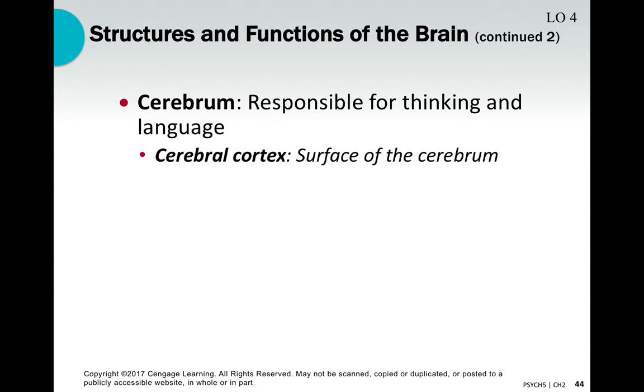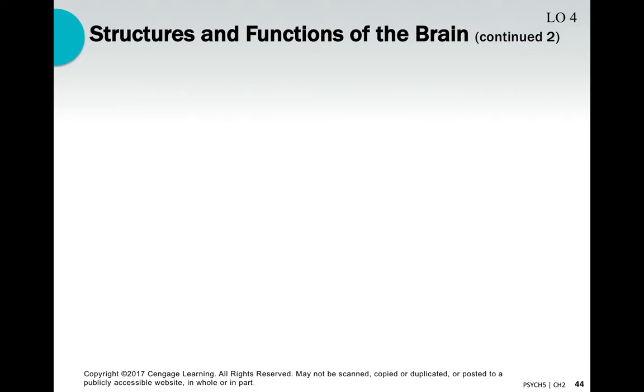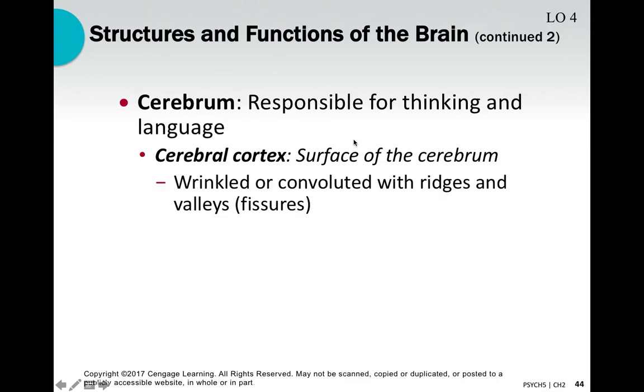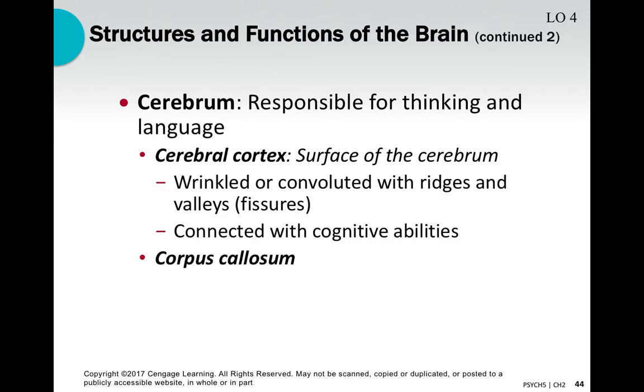And so, the cerebral cortex is that outer surface of the cerebrum, the shell of the brain. Shell is probably not a really accurate way of describing it, but it's all this pink, wrinkly stuff on the outside of the brain here. It's wrinkled. It's got these ridges and valleys known as fissures, and the purpose of that is to allow for more surface area inside the skull.